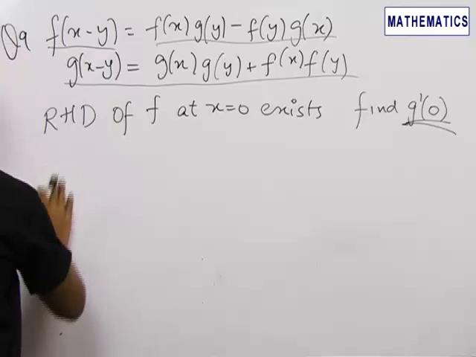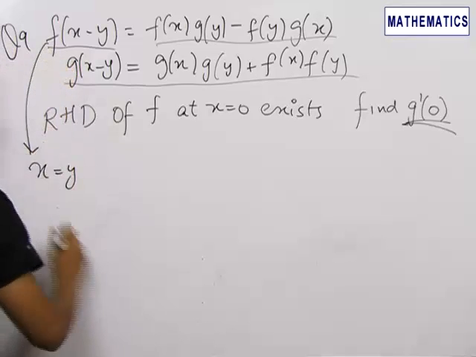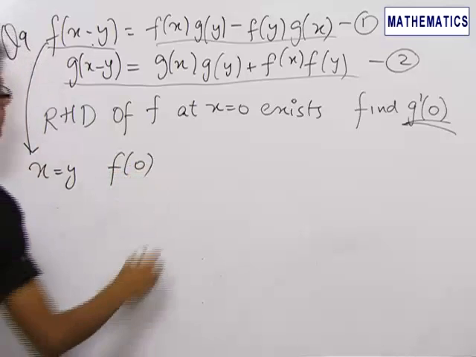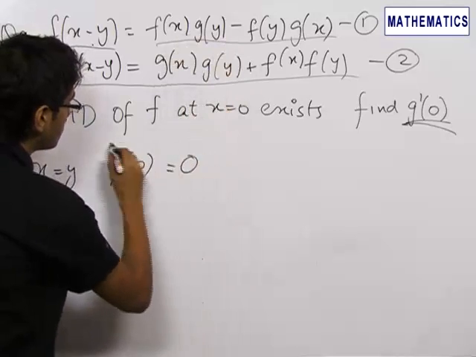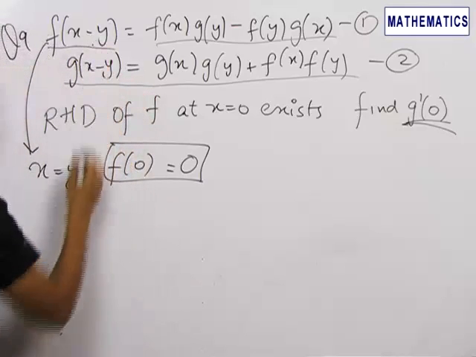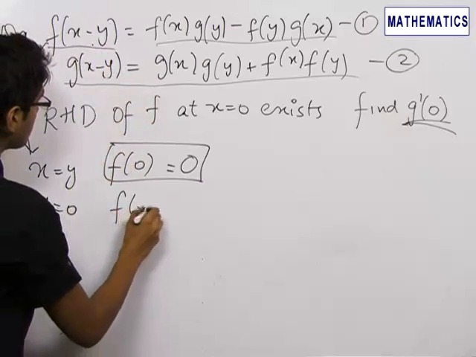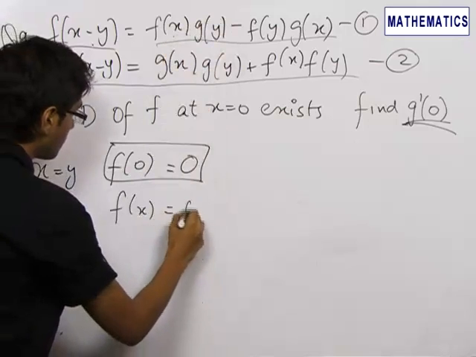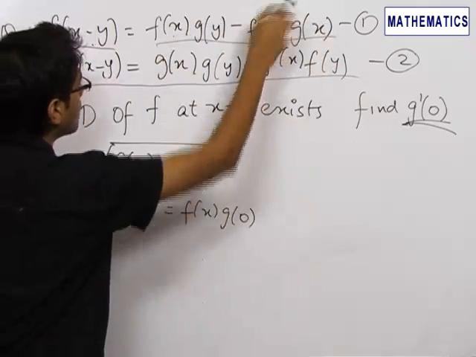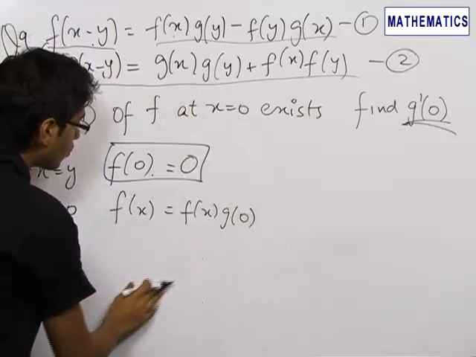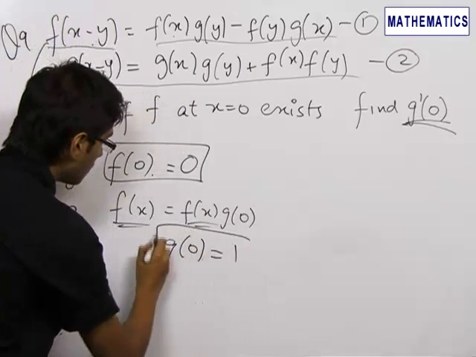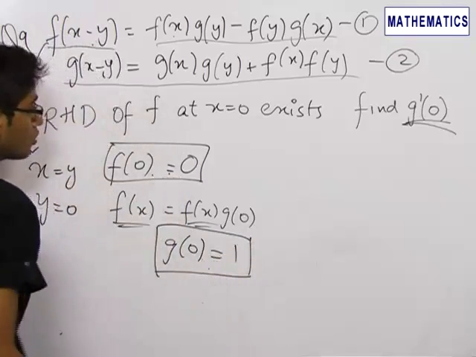Now in order to proceed with this problem, we put x = y in the first equation. This is the first, this is the second equation. We put x = y to get f(0) = 0. Now in the first equation only, if we put y = 0, we get f(x) = f(x)g(0) - f(0)g(x), and f(0) is 0, so this becomes equal to 0. On comparing both sides, we get g(0) = 1 because f(x) cannot be equal to 0. So we got f(0) = 0 and g(0) = 1.